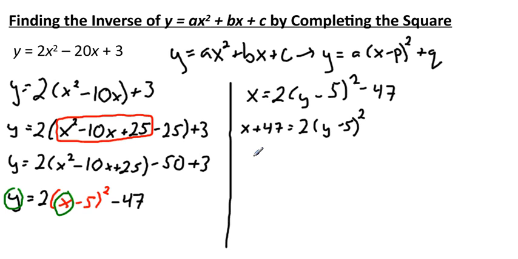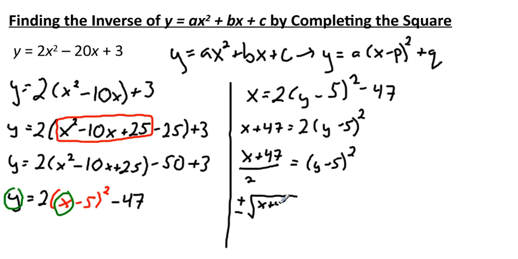Now we'll divide both sides by 2. So x plus 47 divided by 2. When this side is divided by 2, we'll be left with y minus 5 squared. Now we'll take the square root of both sides. And we have to remember to put a plus minus in front of that. So we have plus minus the square root of x plus 47 over 2, the whole thing underneath the square root, is now equal to y minus 5.